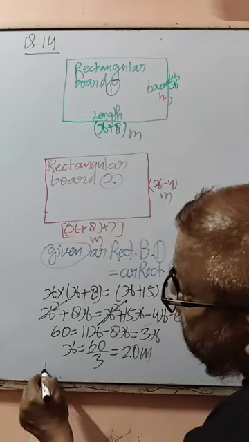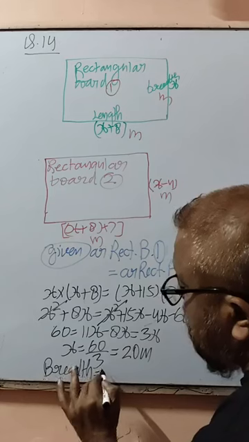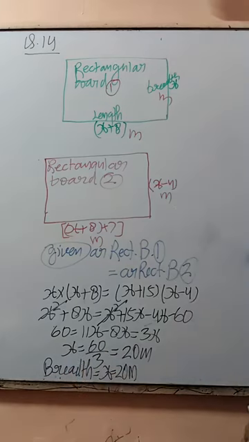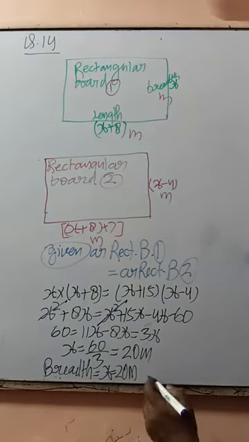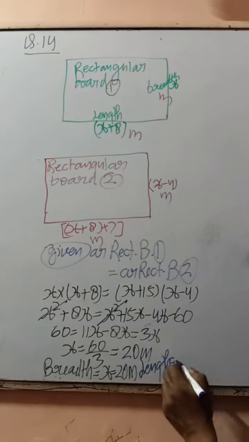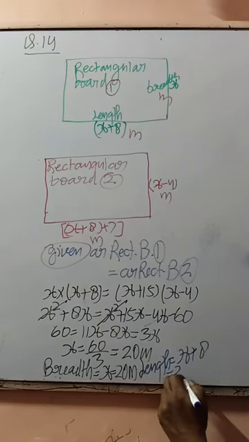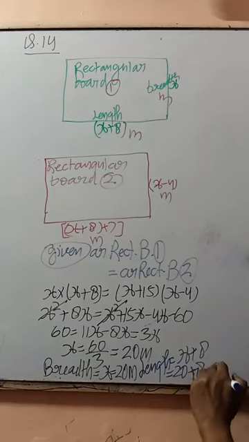right? Yes, sir. So breadth is equal to x is equal to 20 meter, and length is equal to x plus 8. So 20 plus 8, right? Yes, sir. कितना आया? 28. 28 meter. What is the answer?